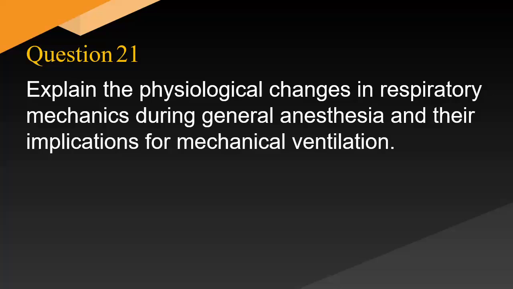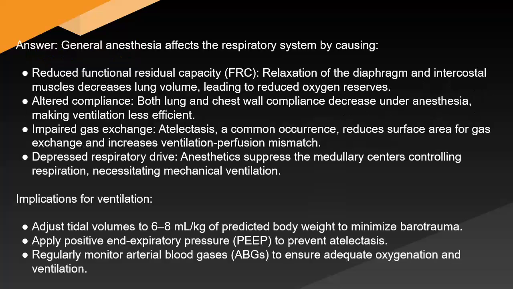Explain the physiological changes in respiratory mechanics during general anesthesia and their implications for mechanical ventilation. Answer: general anesthesia affects the respiratory system by causing reduced functional residual capacity (FRC), relaxation of the diaphragm and intercostal muscles, decreased lung volume, leading to reduced oxygen reserves.